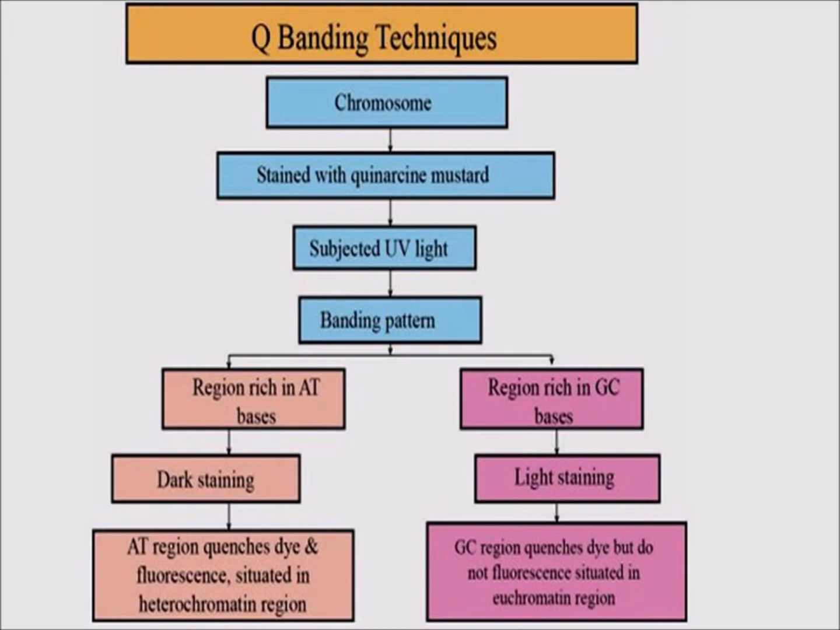First, chromosomes are collected, stained with quinacrine mustard, and subjected to UV light. In the banding pattern, regions rich in AT bases will stain darkly. That region does not quench the dye, and fluorescence is situated in the heterochromatin region. Regions rich in guanine-cytosine bases will stain lightly; the GC region quenches the dye and does not fluoresce, and is situated in the euchromatin region.